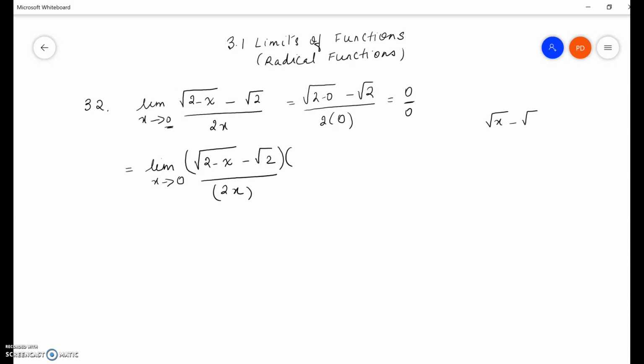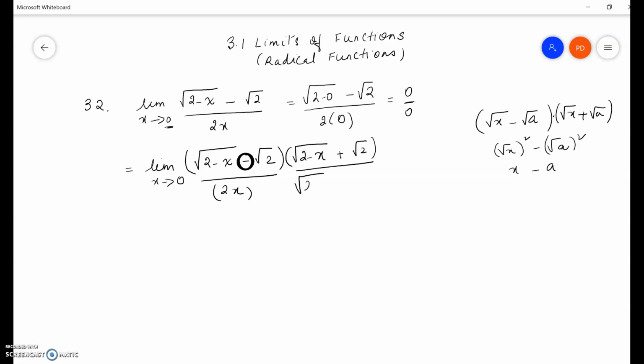So take a radical expression that looks like this. Its rationalizing factor would be radical x plus radical a. When we multiply these two, we get a difference of squares. It's the square of the first minus the square of the second, so that is x minus a. Similarly here, notice that there is a minus here, so we would have the rationalizing factor as radical 2 minus x plus radical 2, divided by radical 2 minus x plus radical 2.